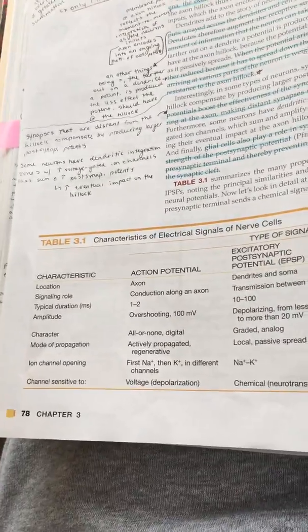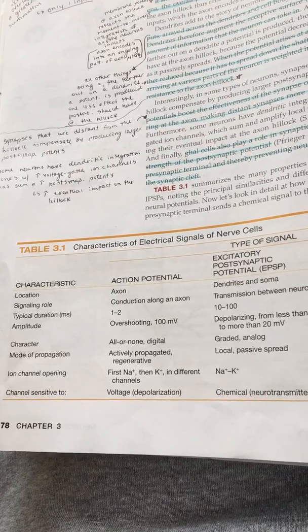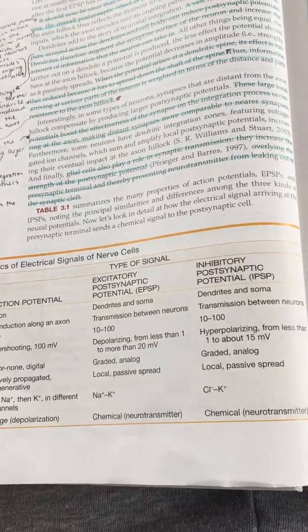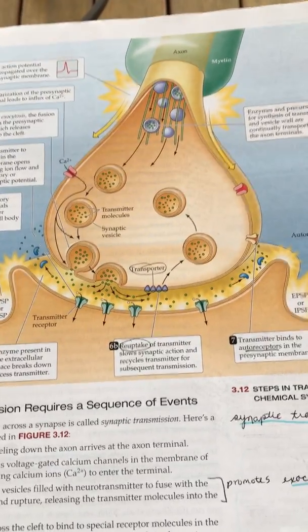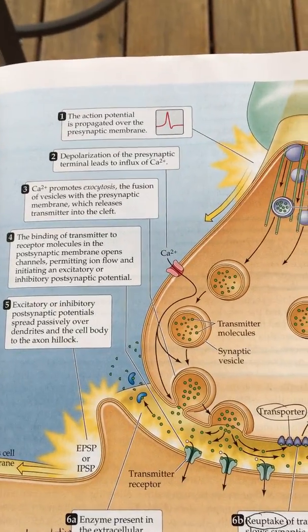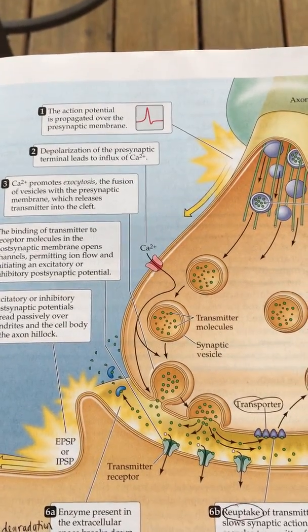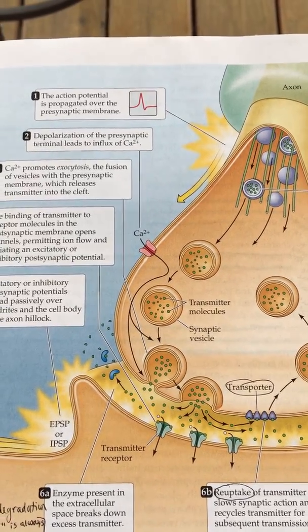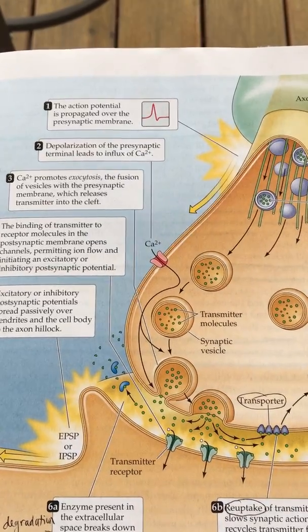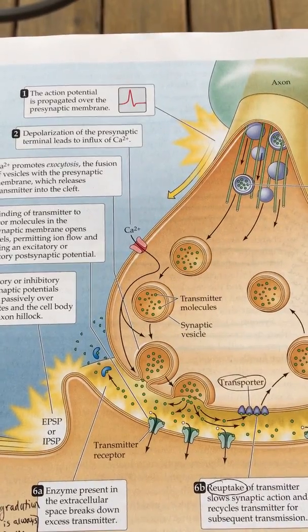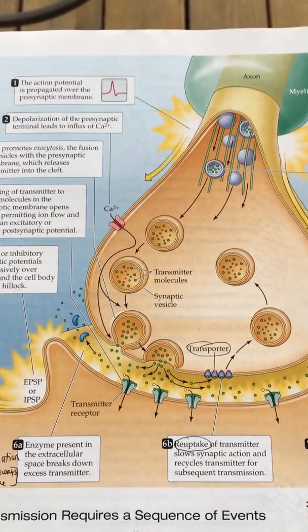On the bottom of page 78, a brief table goes over all those characteristics and the actions of the excitatory and inhibitory postsynaptic potentials. On the top of page 79, there's a sequence for the synaptic transmission that takes place. At first, the action potential arrives at the axon terminal. The depolarization then opens voltage-gated calcium channels, allowing calcium ions to enter. The calcium ions cause synaptic vesicles filled with neurotransmitters to fuse with the presynaptic membrane, which releases neurotransmitters into the synaptic cleft.